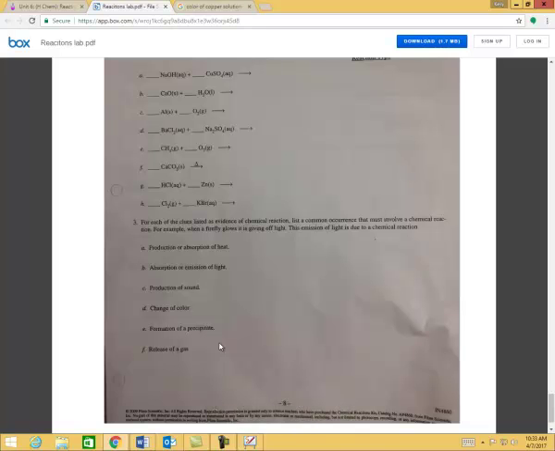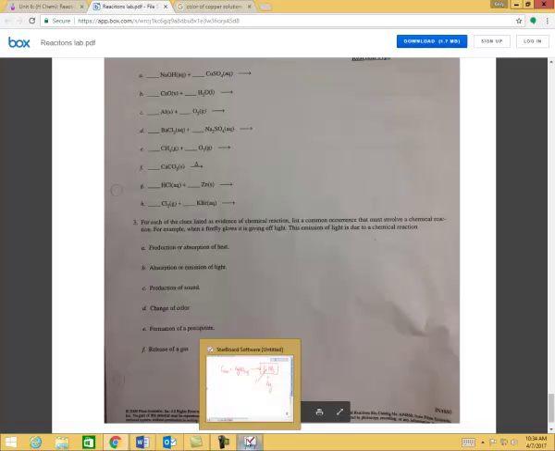I have people calling ice melting a chemical reaction. I'm like, wait a minute. When ice melts, isn't it still water? The composition of the substance did not change. So ask yourself when you're doing question number 3, did the identity of the substance change? Is it a chemical reaction? All right, everyone? That is your review of your lab.